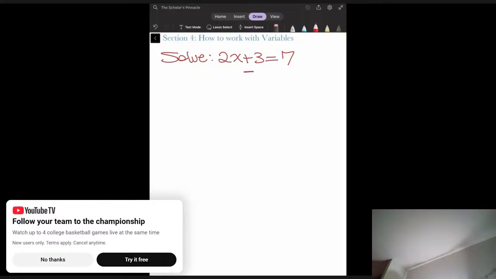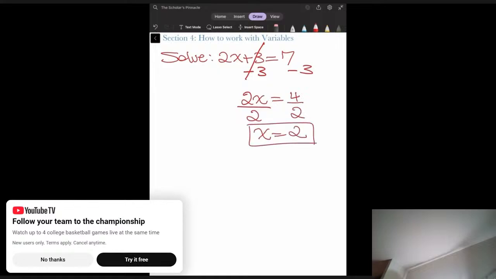Step 1, subtract 3 from both sides. This will go away, and you're left with 2x equal to 7 minus 3 equal to 4. Divide both sides by 2 since you're trying to find out what x is. X is 2. Bingo. This is awesome.